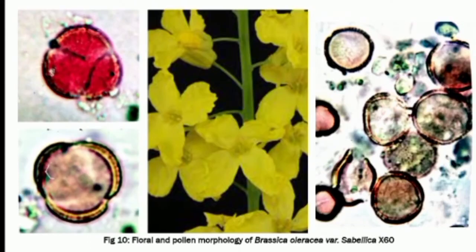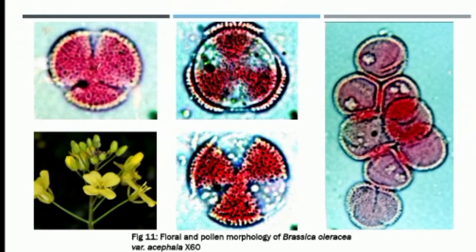Further, the floral and pollen morphology of the Brassica oleracea variety sabellica is shown, and it can be easily seen that tricolporate pollen are observed, spheroidal to subtriangular or lobate pollen are observed, and distinct colpi are noticed. Exine thickness is psilate to infrareticulate. Further, the floral and pollen morphology of the Brassica oleracea variety acephala has been shown at power 60, and tricolporate pollen grain is recorded. Shape of pollen is subcircular to lobate, and distinct colpi are noticed.